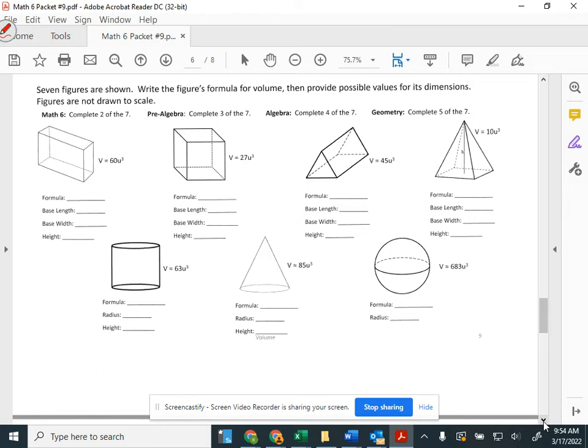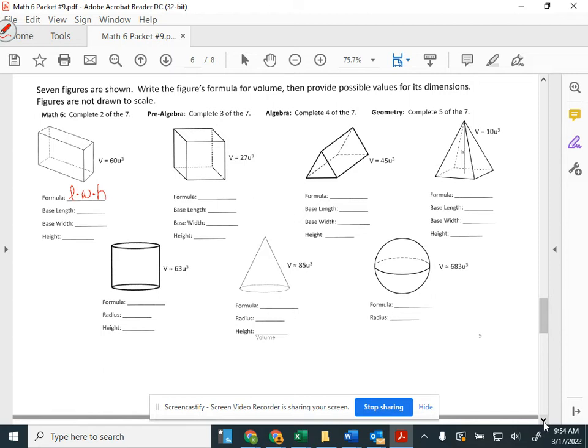Our formulas for it. Does anybody know the formula of a rectangular prism? Length times width times height. Yeah, length times the width times the height. So remember, we cannot just divide 60 by 3 because there's 3 sides to it that we're doing. Because 60 divided by 3 is 20. But we have to multiply length times width times height.